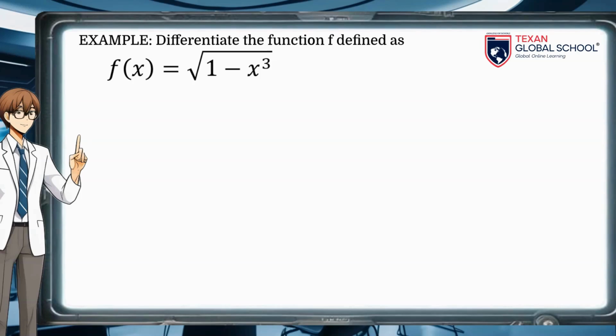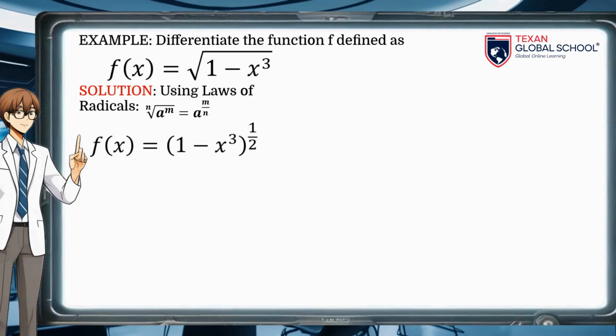Let us differentiate the square root of 1 minus x cubed. Specifically, we do not have a differentiation rule for square root. However, using laws of radicals, we can transform it as a power. Then, we have 1 minus x cubed to the 1/2. In this way, we can differentiate as a power.